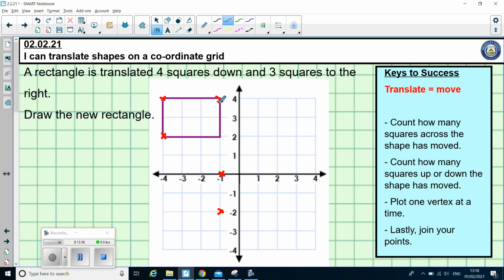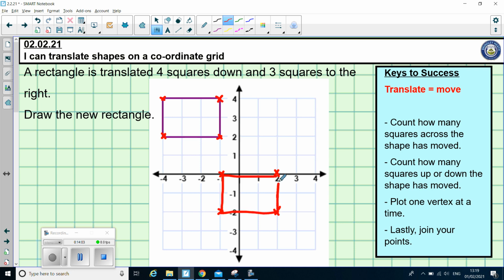Next, I'm going to take this vertex. 1, 2, 3, 4. 1, 2, 3. And the final vertex of the rectangle. 1, 2, 3, 4. 1, 2, 3. Okay, and lastly, I need to join the points together to make the new rectangle.